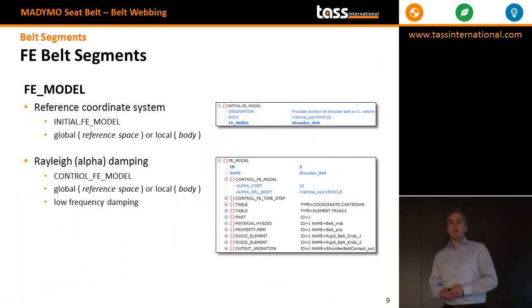FE segments can be initialized with respect to reference space. This means that the nodal coordinates of the FE segment are defined with respect to the reference coordinate system, or with respect to a local body coordinate system. This can be done with initial.fe model. Furthermore, for FE belt segments, one can define Rayleigh damping. This can also be done with respect to the global coordinate system or a local body coordinate system. In case you define Rayleigh damping with respect to a local body coordinate system, it means that damping will apply as soon as the nodes of the belt segment move with respect to the local body itself.